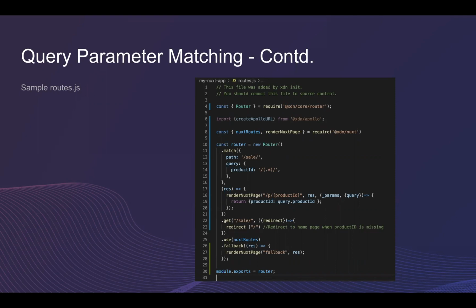So that is something you could add, that if product ID is missing, redirect the user back to the home page. Otherwise, you can have different functions being called based on the query parameter that's resulted there. That's just a simple example of how powerful this tool is, and you can use it in ways that you see fit.